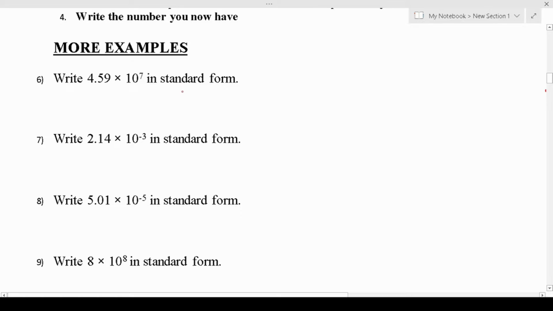In this case, you can see that we have 4.59 times 10 to the 7th. Well, again, right away, we know this is going to be a big number because the exponent is positive. And since the exponent is positive, we know we're going to take this decimal and shift it 7 times to the right. So that's going to be 1, 2, 3, 4, 5, 6, 7. Fill in your zeros as needed.